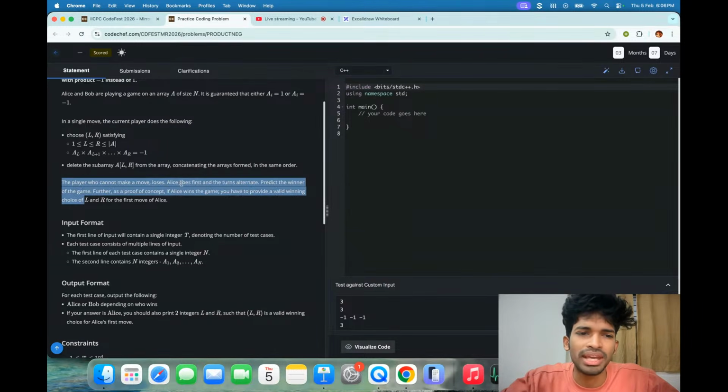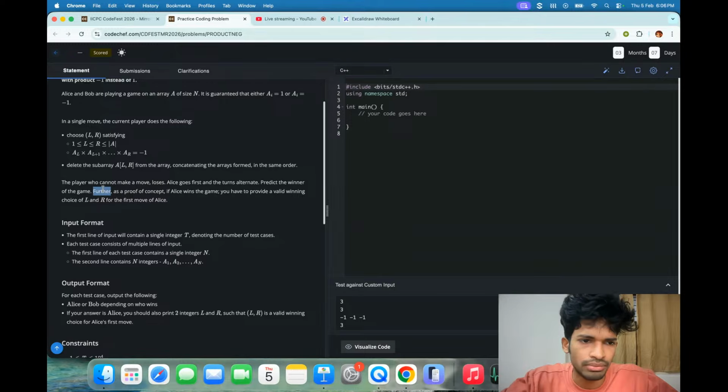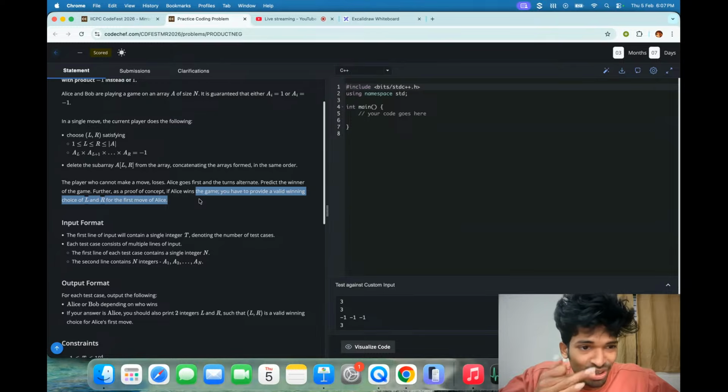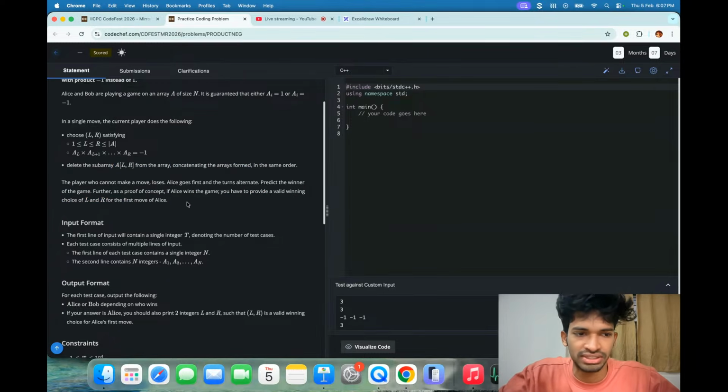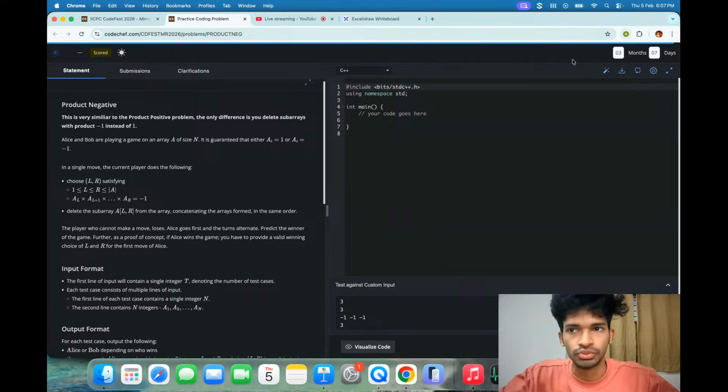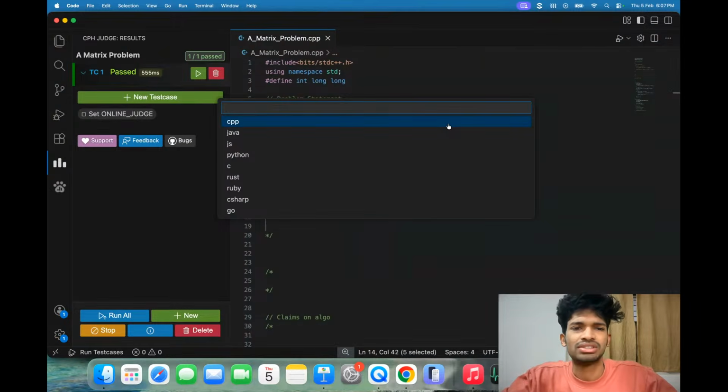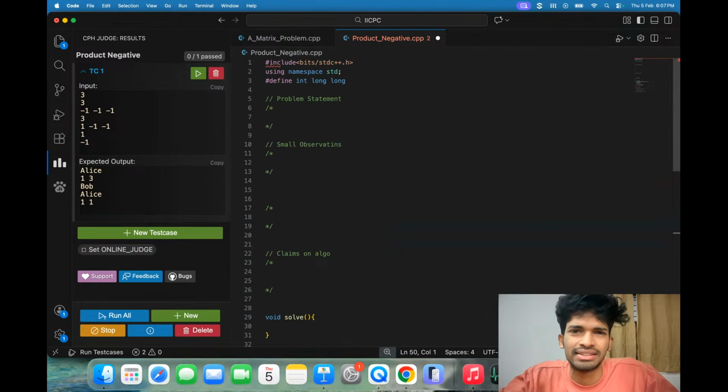The player who cannot make a move loses. Alice goes first and turns alternate. Predict the winner of the game. Further, as a proof of concept, if Alice wins the game, you have to provide a valid winning choice of L and R for the first move of Alice. So likely by the first move itself, it's decided who will win and who will lose. Let's try to say what are the most basic things we can say.